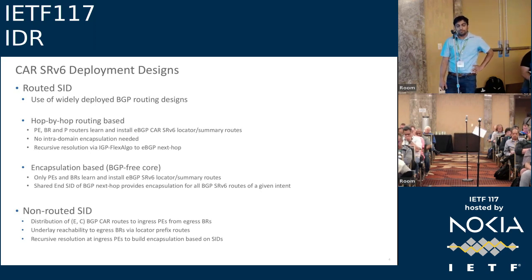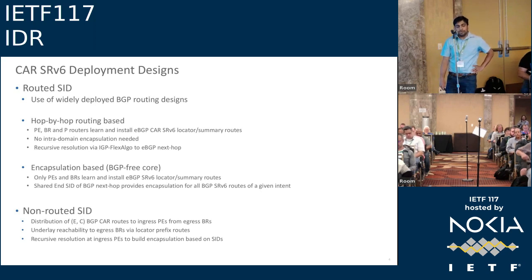Another well-known deployment model for SRv6 is an encapsulation model for the intra-domain. So only the ingress PEs or the border routers will learn the BGP SRv6 locators or the summary routes. And the shared End SID of the BGP next hop provides the encapsulation to the BGP SRv6 routes for the given intent. And for the non-routed SID, which is in the base procedures, we distribute the SR policy, which is an ENCAP EC, in the BGP CAR routes to the ingress PE from the egress BRs.